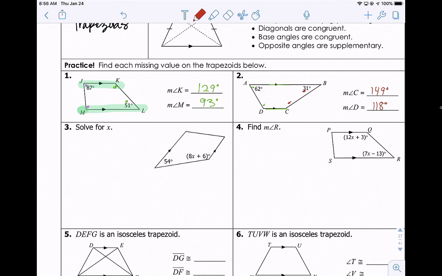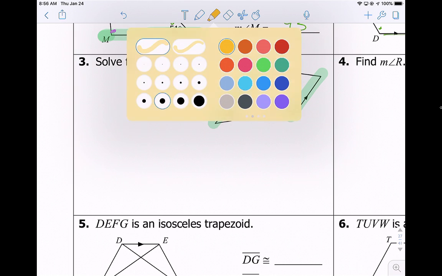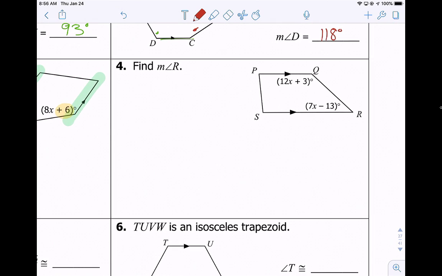Okay, for 3 and 4, I'm just going to show you how to set them up. I'm not worried about the solving. You guys can practice that on the activity later. So for number 3, now notice where your parallel lines are. They're right here. So remember, you want to go in between the parallel lines for your supplementary. So if I'm looking at supplementary, I know that these two are. That means I can just say that 8x plus 6 plus 54 has to equal 180. That's what supplementary means, and you would solve from there. All right, for number 4, it's the exact same thing. These would be supplementary. You're just going to add them up to equal 180. Again, I'm not worried about solving.